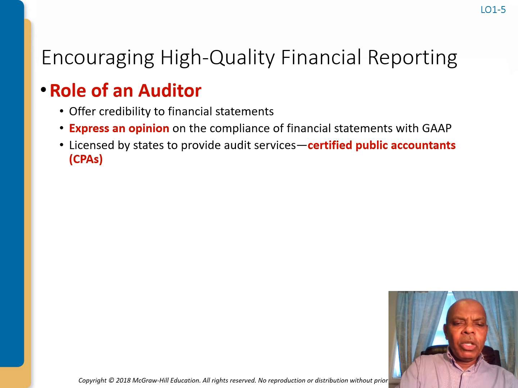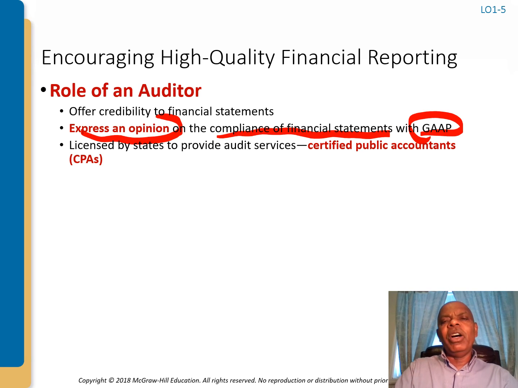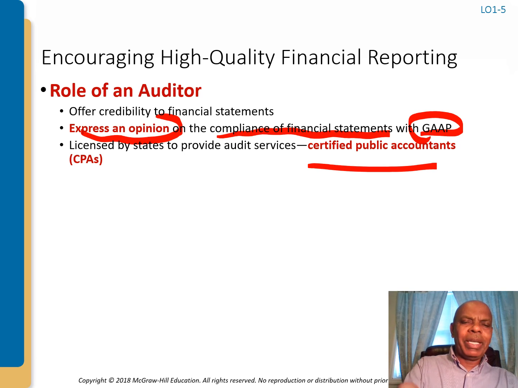So basically we are looking at a compliance type of audit: this is GAAP, you have to follow GAAP. They express an opinion on the compliance of the financial statements with GAAP. They follow GAAP. Auditors are licensed by the state to provide audit services, usually called CPAs, Certified Public Accountants. That's what you're going to become, right?